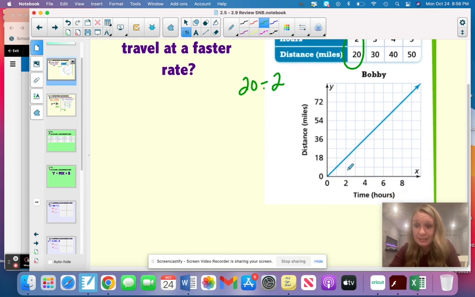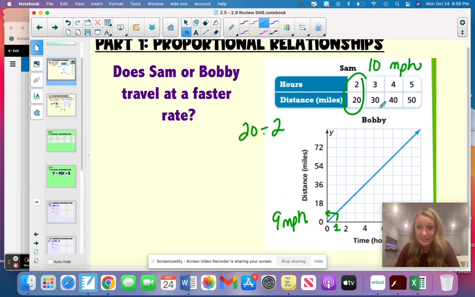Now, to look at Bobby's, I'm going to find where it's 1 hour on the bottom here and trace it up and over. Now, because this is halfway between 0 and 18, I know 18 divided by 2 is 9. So Bobby can go 9 miles per hour. Now, if we're comparing 10 and we're comparing 9, obviously Sam can go further in that same amount of time. So when you're looking at proportional relationships to compare them, find the unit rate for each one. So how many words can they type per 1 minute? How many miles can they go per 1 hour? And then you can compare the two.